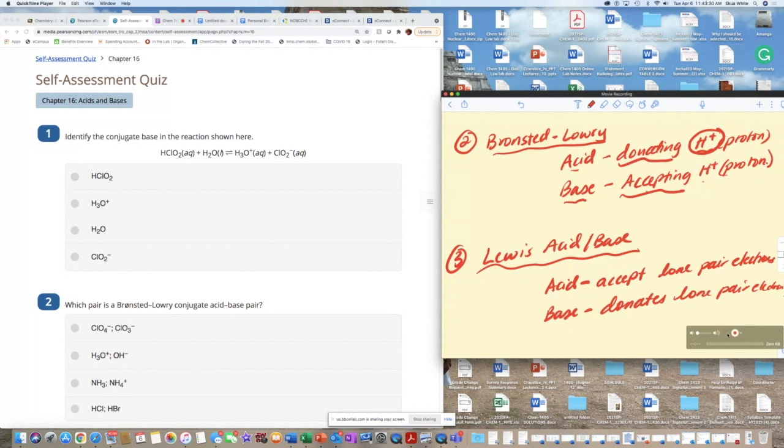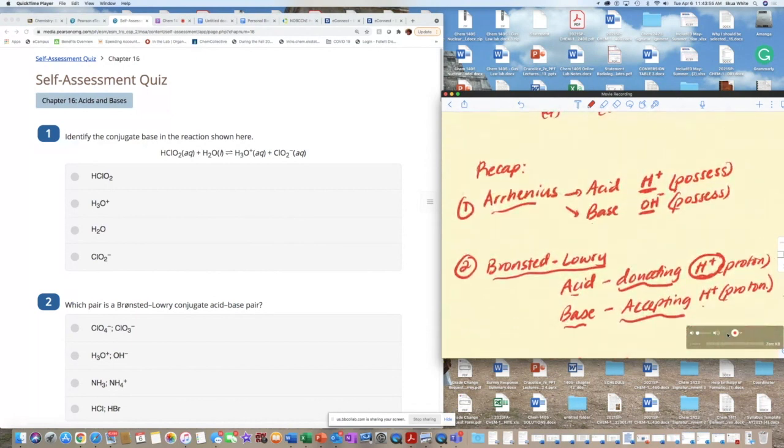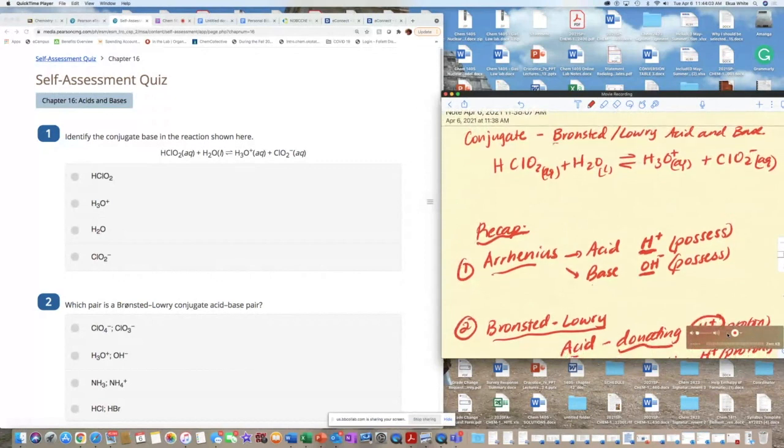Okay, so it's all about accepting and donating for the last two groups, but what is being accepted and donated are different. Okay, so we see that here. Acids accept lone pair electrons, base donates lone pair electrons, right? So it's all about the haves and have-nots, while in the first group, with Arrhenius, it's the possession of H plus and OH minus. Okay, so back to Bronsted-Lowry, which is what this question is asking you about.